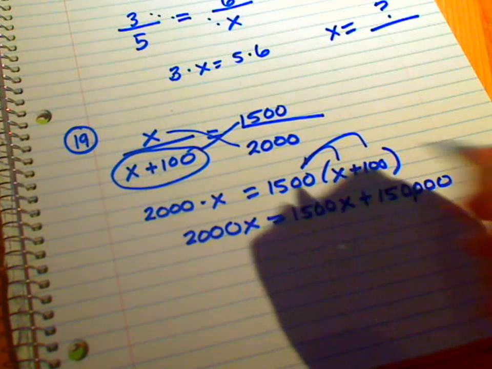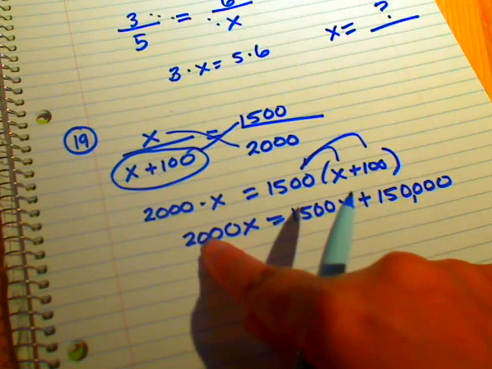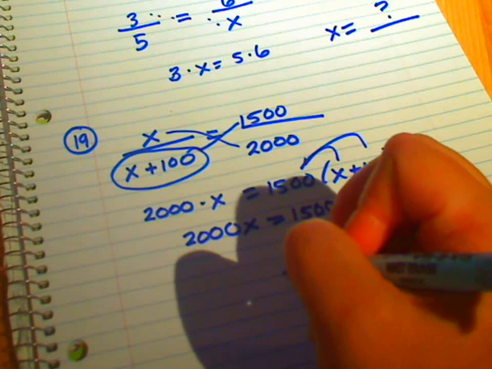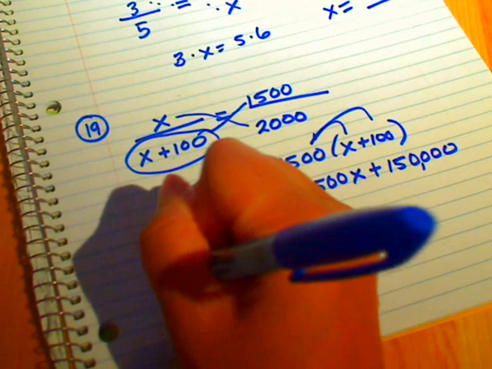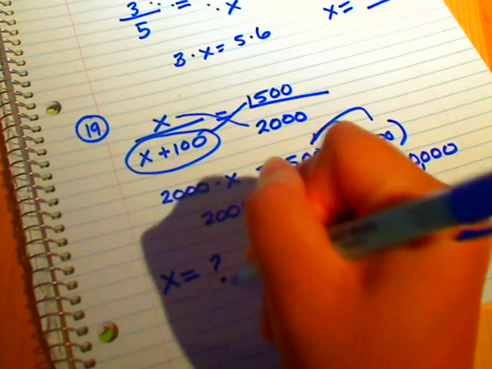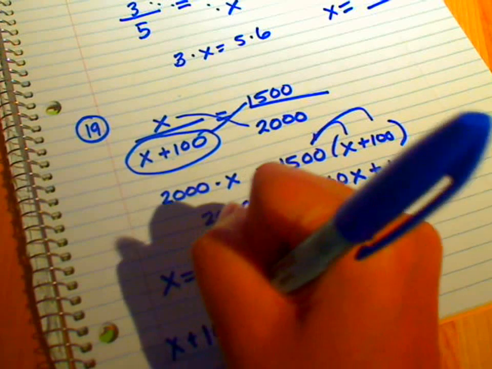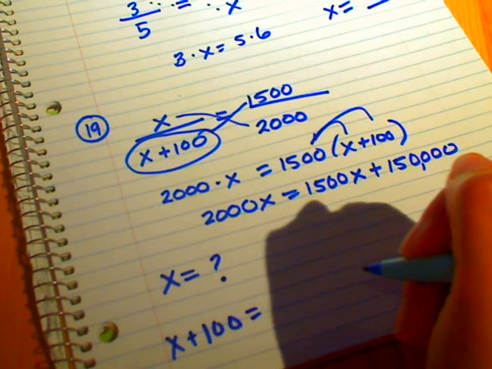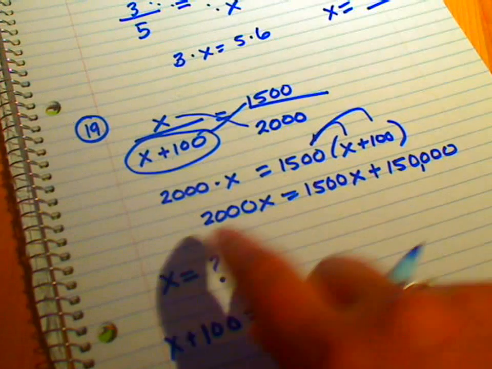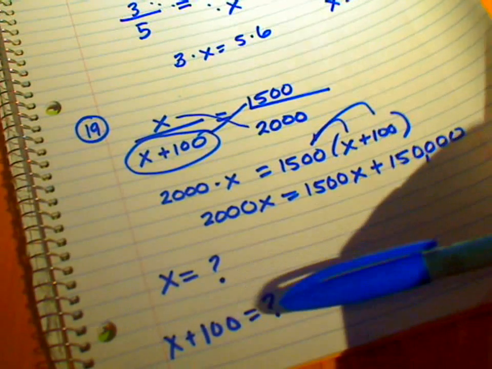Now it's your job to get all the x's over here, so subtract these and divide out and tell me the speed of each plane. So x is how much, and then x plus 100 is the other one. So figure out x and then plug them in to tell me the two speeds.